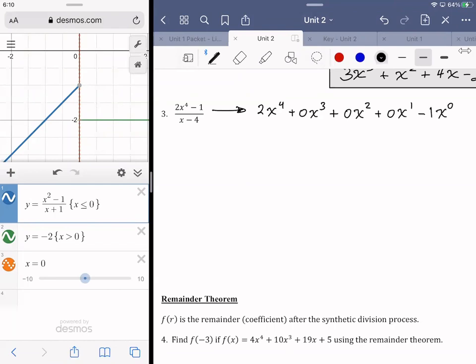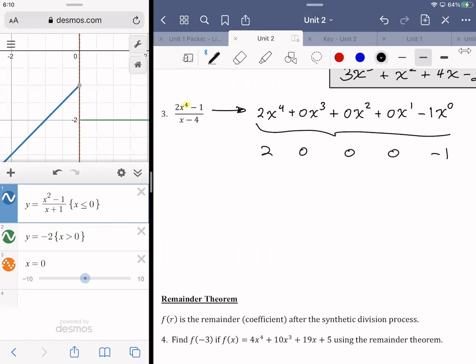That would have the assumed variable raised to the 0th power, in this case, variable x. Okay. So as long as you account for every exponent from whatever the highest exponent is in your polynomial down to 0, you'll have accounted for every coefficient. And then what we do is we strip it on down to just the coefficients. So 2, 0, 0, 0, -1.